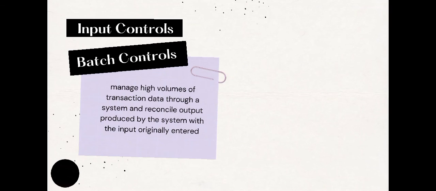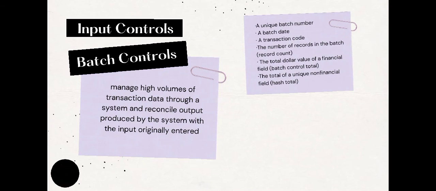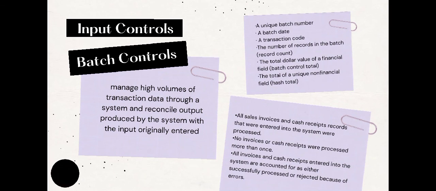Next control is the batch control, which manages high volumes of transaction data through a system and reconciles output produced by the system with the input originally entered. An important element of batch controls is the batch transmittal sheet, which contains the following, providing for the following assurances.